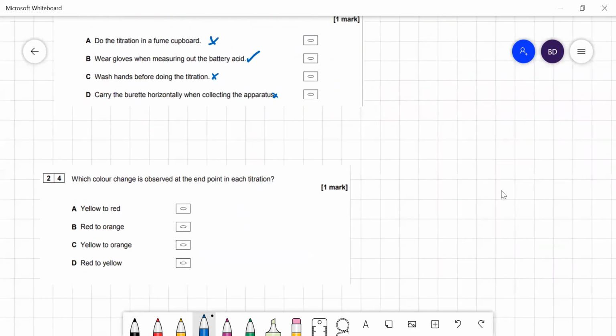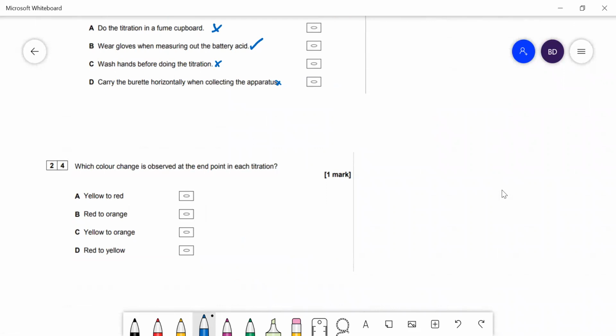And 24, the final question on the paper. Right, so what's the color change? So it told us that methyl orange, earlier in the question, is red in acid, and it is yellow in alkali. And what are you doing?